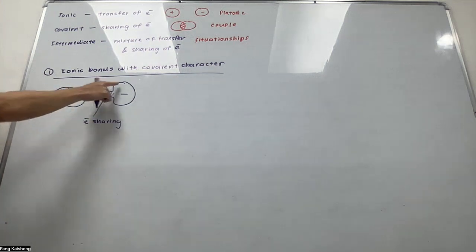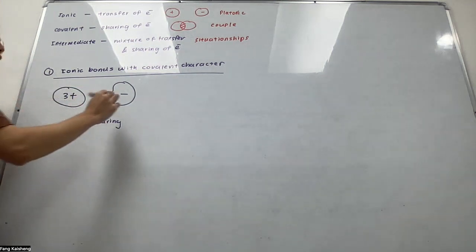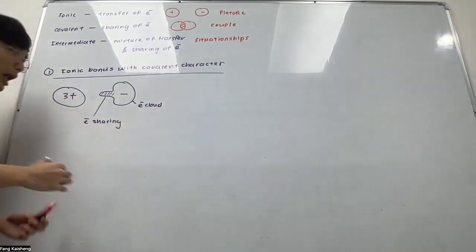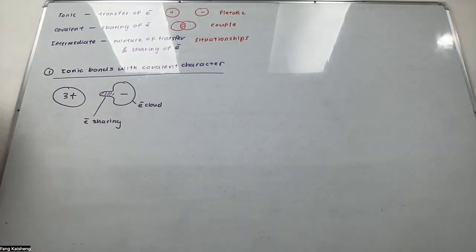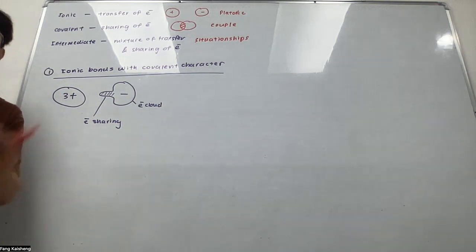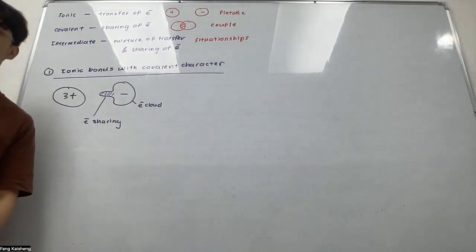What's this circle over here? This circle is what we call an electron cloud. The electron cloud is just a region around an anion where you can find the electrons. That's it. It's just a region of electrons. Okay, does that make sense?